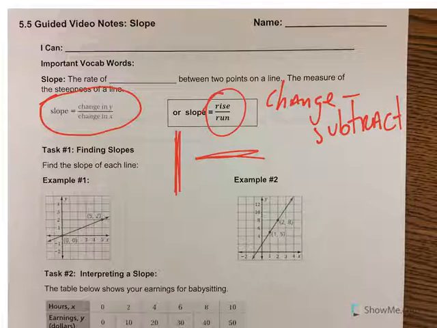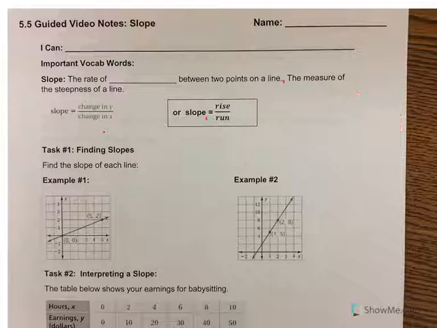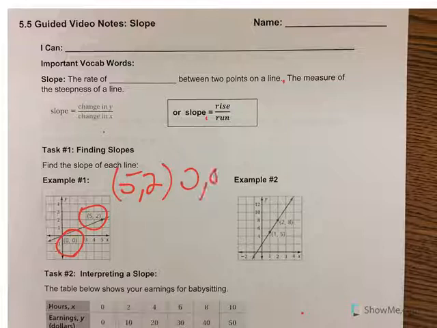So if we take a look at a couple of practice problems here. Example 1 says to find the slope of each line. So again, if we go back to the definition, it's the change between 2 points on a line. And in example 1, they give us 2 points: 0, 0 and 5, 2. So what we're trying to find out is how steep or how shallow is that line on the graph.